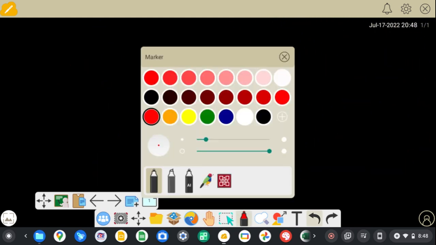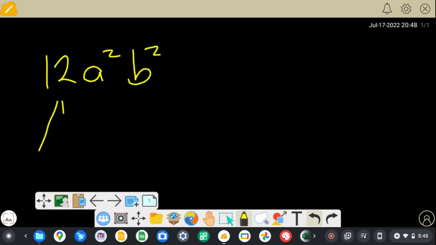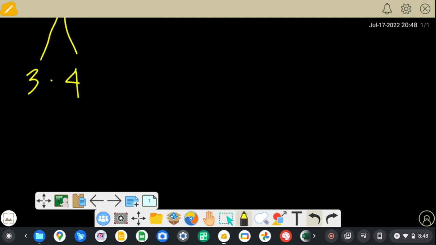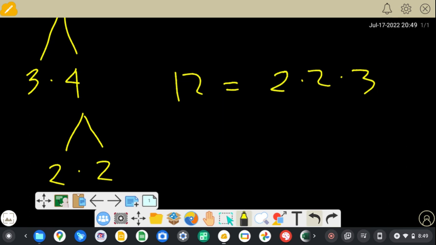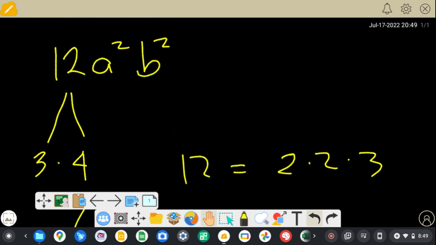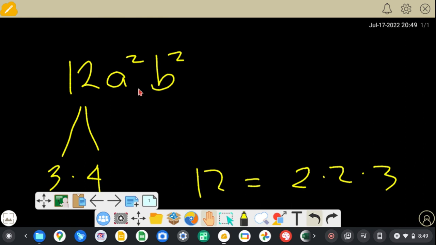So what if we have this monomial, a combination of letters and numbers? What if we have 12a squared b squared? 12 can be written as the product of 3 times 4, right? And 4 can be written as the product of 2 times 2. Therefore 12 has a prime factorization of 2 times 2 times 3. Okay, now in terms of letters, these are called variables.